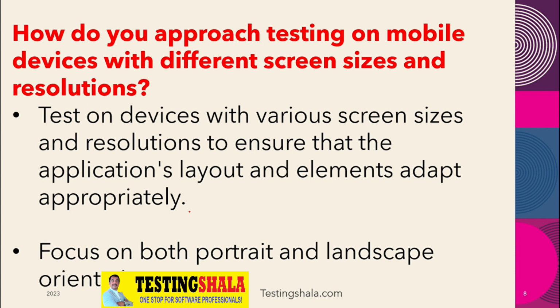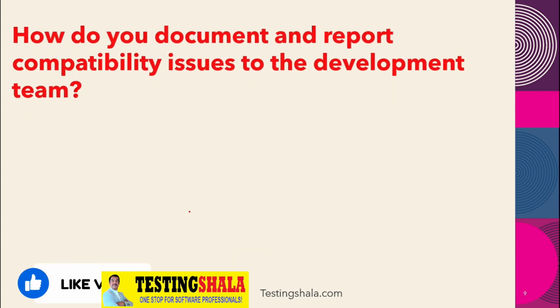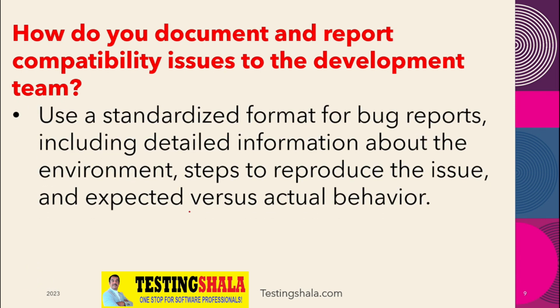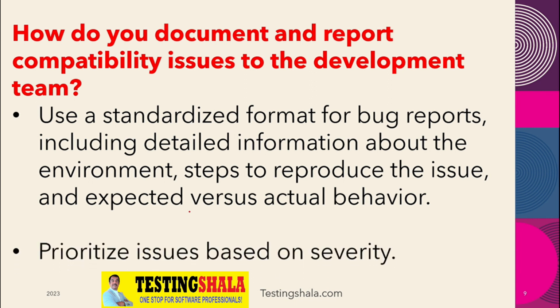How do you document and report compatibility issues to the development team? As we discussed earlier, as a standard practice, we use defect management tools to include all the relevant information, from environment details to steps to reproduce and expected versus actual behavior. Everything should be clearly documented in that defect tracking system. After logging, we should also focus on prioritizing the issues and setting the right severity so that the developer can handle fixing those compatibility issues.